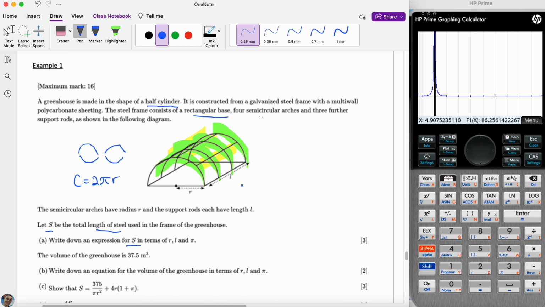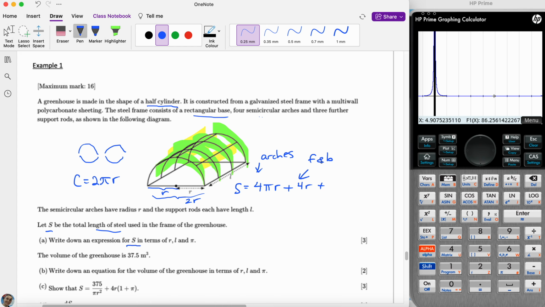So first of all, the arches: this is for a full circle, and we have 2 of them, so this is going to be 4 pi r. That's the arches. What do we have next? We have the front and the back. If this is r, then this is r plus r, so this is 2r. You also have 2r in the back, so this is going to be 4r for the front and the back.